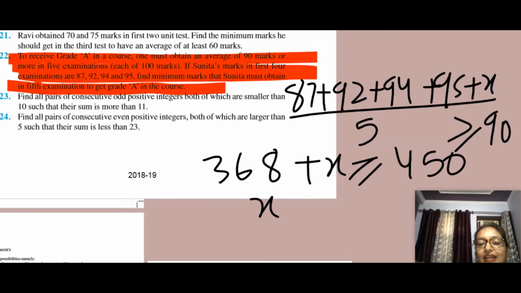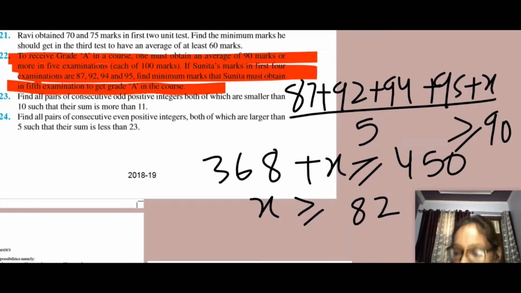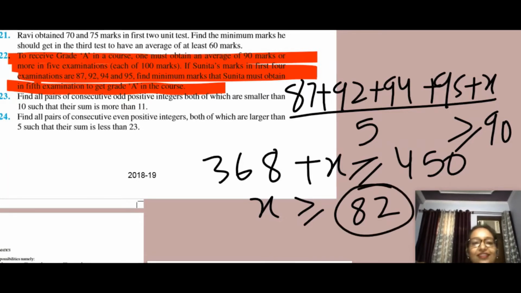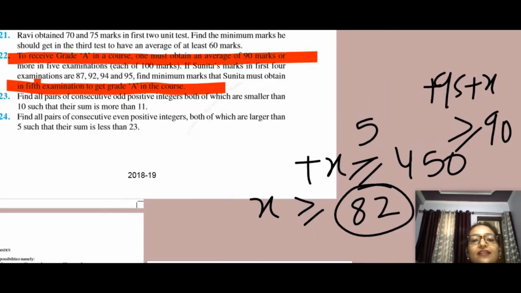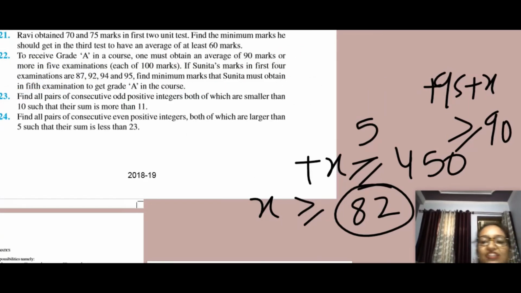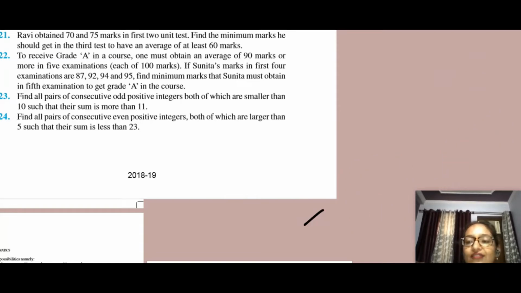So this will be X is greater than or equal to 450 minus 368. So this will be 2, this will be 8. So X is greater than or equal to 82. So the question says the minimum marks will be 82, right? So let's move on to the next question quickly. Over here, let's highlight that particular question as well. So you can read till that time.